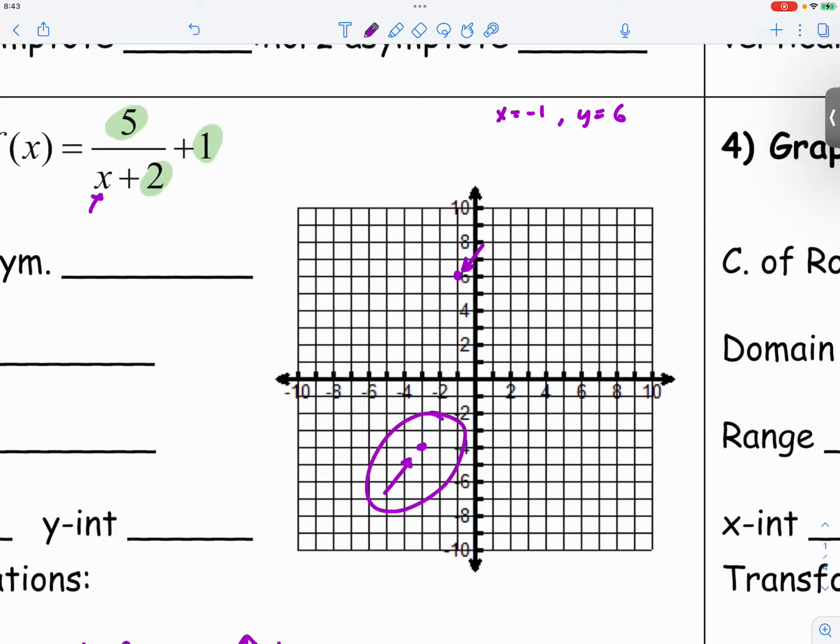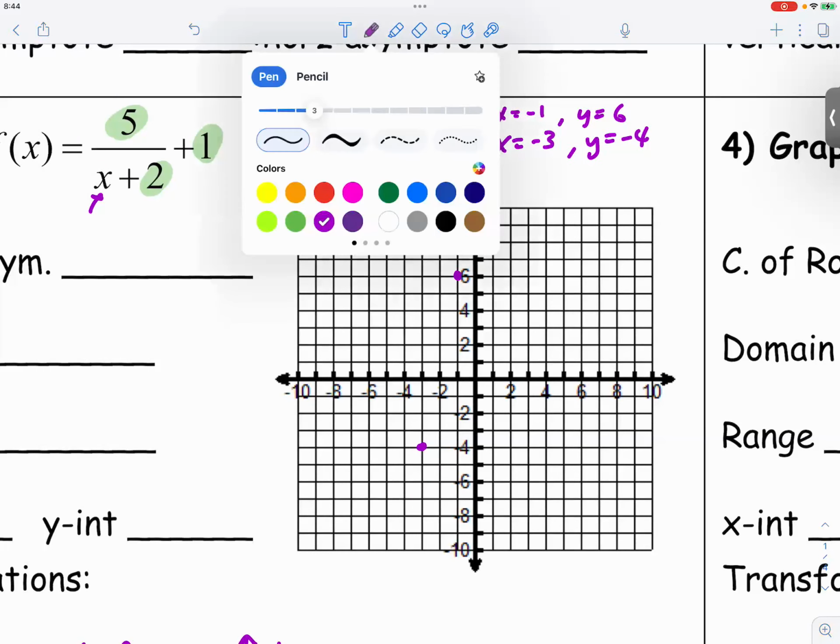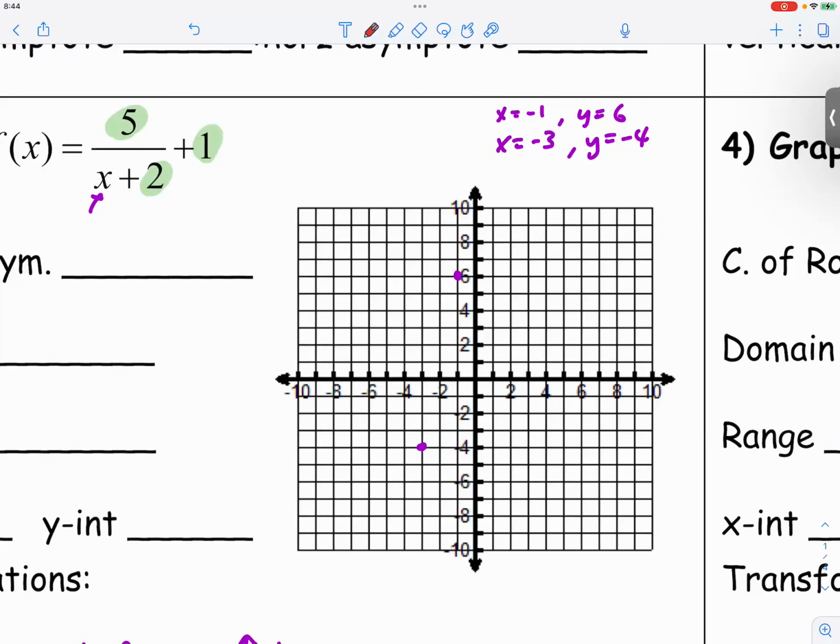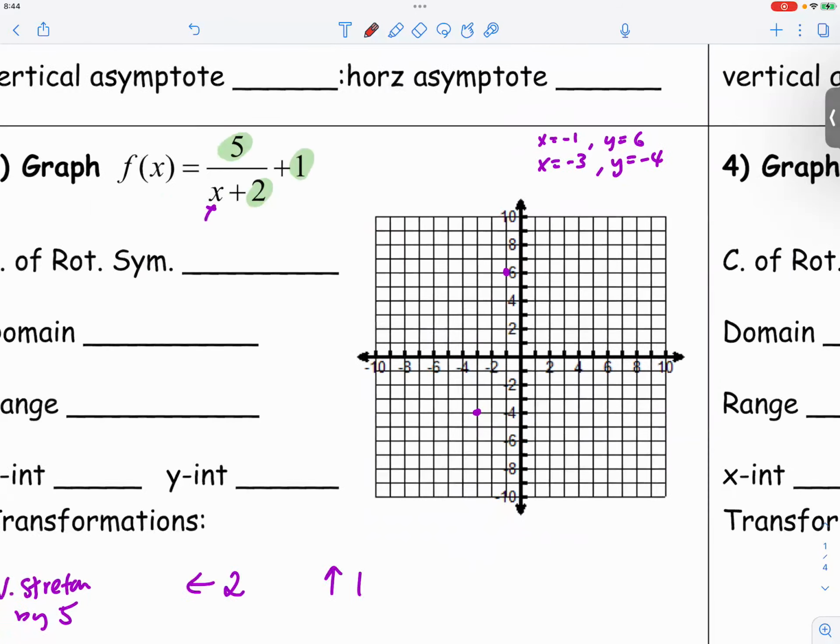And for this particular point, x is equal to -3, right? So think about x being -3. What's -3 plus 2? -1. 5 divided by -1 is -5. -5 plus 1 is -4. Do we have -4? Yes, we do for the y value. So now we can confirm that these 2 dots are absolutely spot on. And then we can go ahead and do our vertical asymptotes.